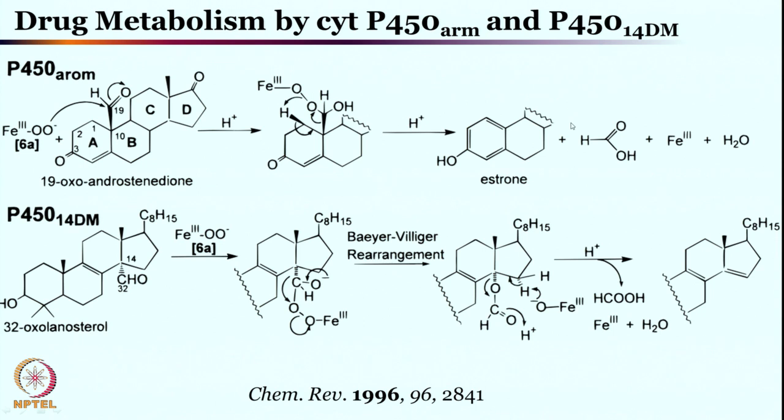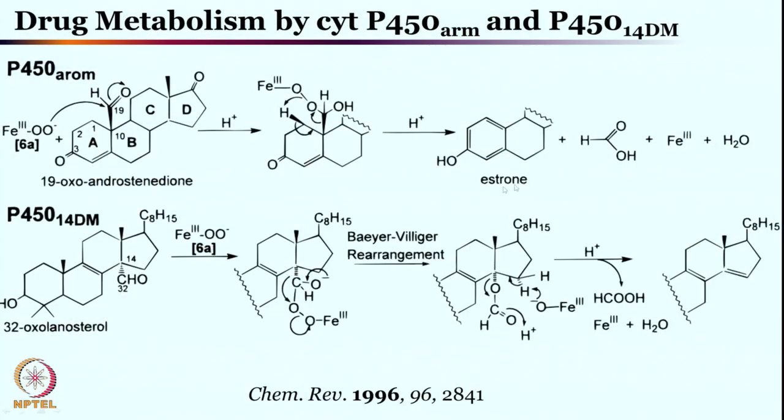Overall you can see that a deformylation reaction is happening. This is once again a very, very fascinating enzyme, a variation of cytochrome P450, which gives even the deformylation reaction. If you have an aldehyde moiety, it can be completely removed from the organic molecule to give rise to the simple, deformylated organic molecule. There is another example right over here.